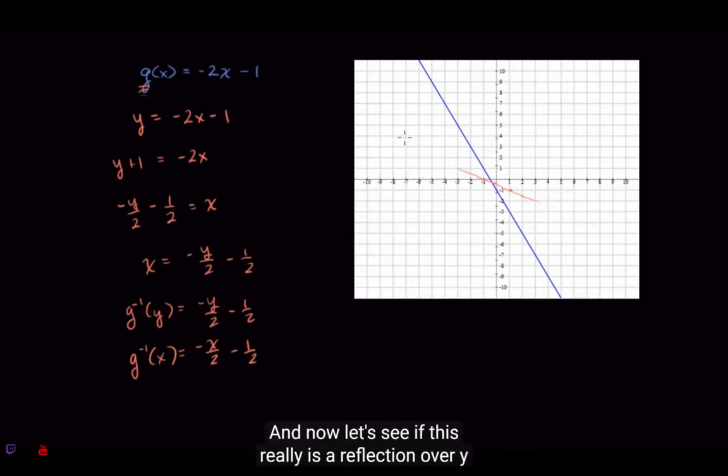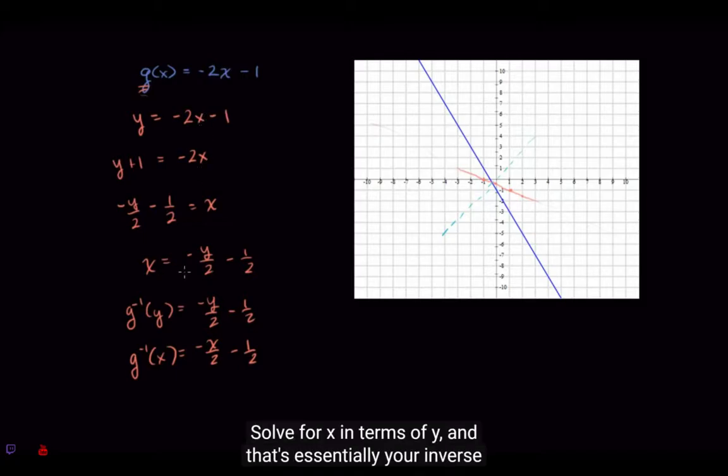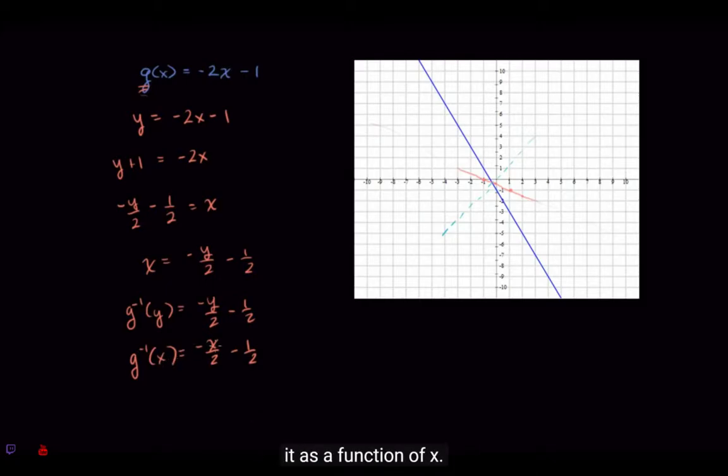And now let's see if this really is a reflection over y equals x. Y equals x looks like that. And you can see they are reflections. If you reflect this blue line, it becomes this orange line. But the general idea is that the function is originally expressed, solved for y in terms of x. You just do some algebra, solve for x in terms of y. And that's essentially your inverse function as a function of y, but then you can rename it as a function of x.